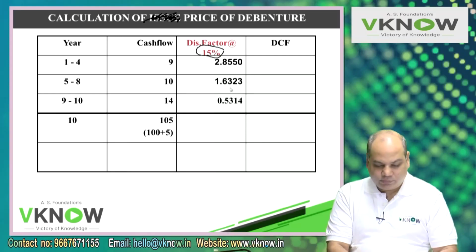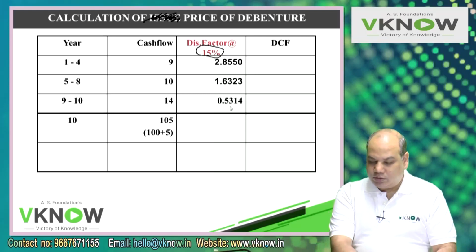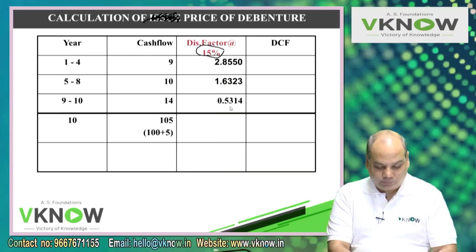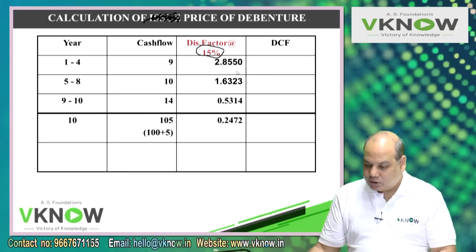and do the same exercise for 9-10. Are you getting 0.5314? And find out the 10th year factor. Is it 0.2472? 0.2472. And then memory clear, all clear, memory clear.